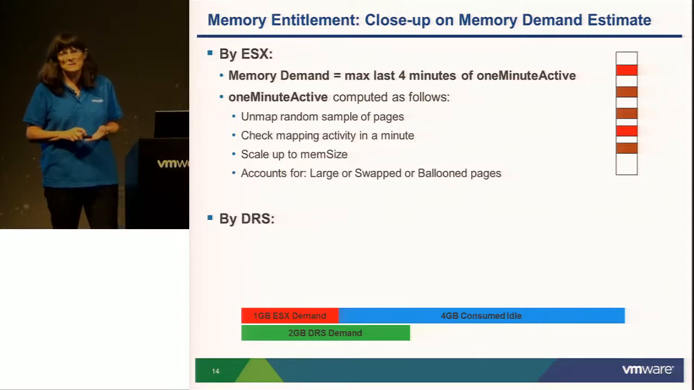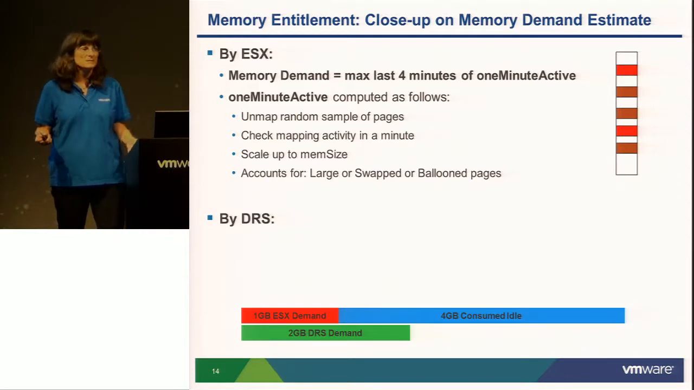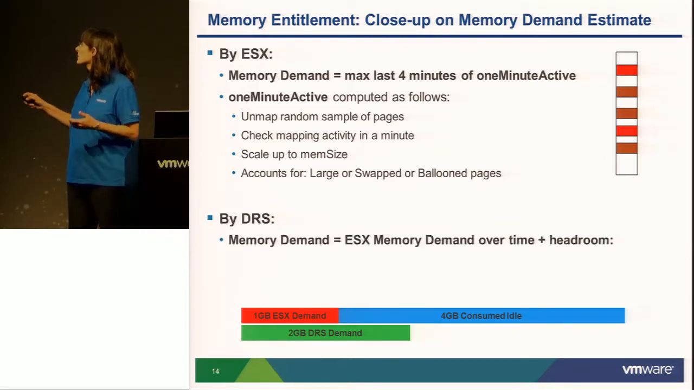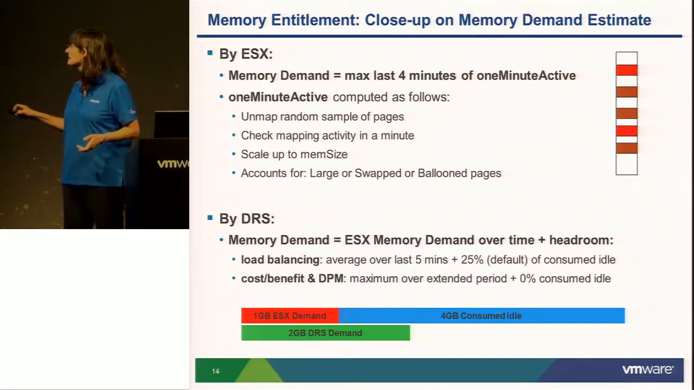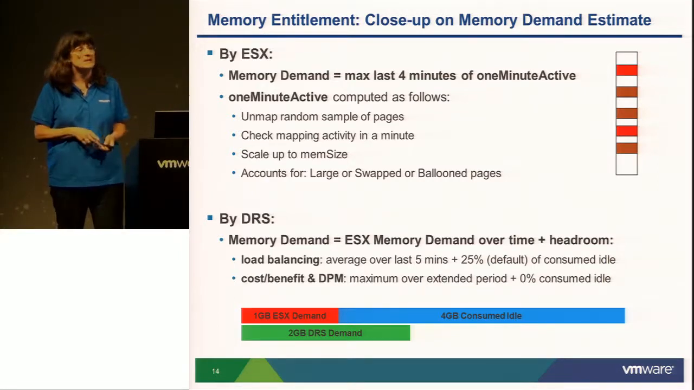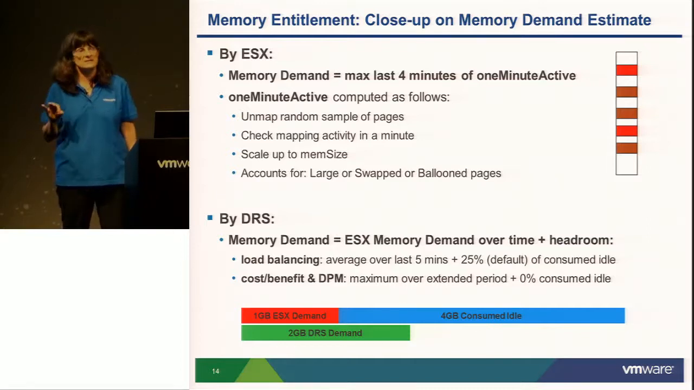DRS, kind of like in the CPU case, takes this demand metric and looks at it over an extended period of time. For load balancing, it looks at it over 5 minutes. And again, for cost benefit and DPM, it looks at it over a max of the last 60 minutes.